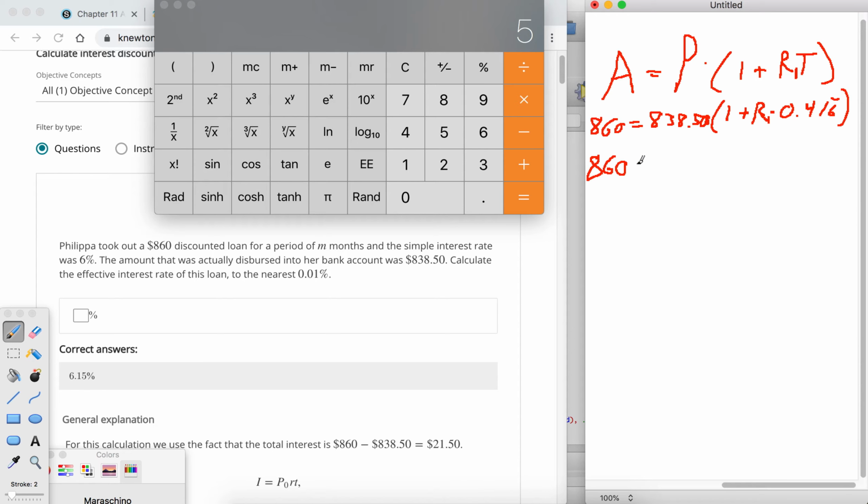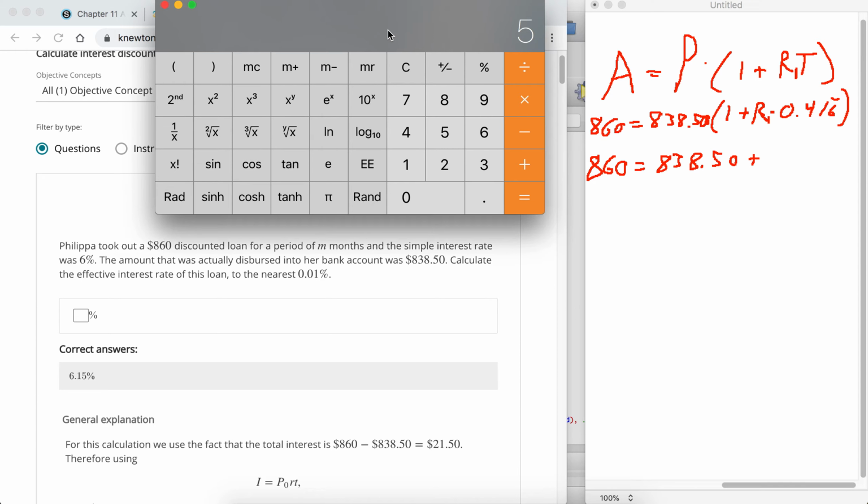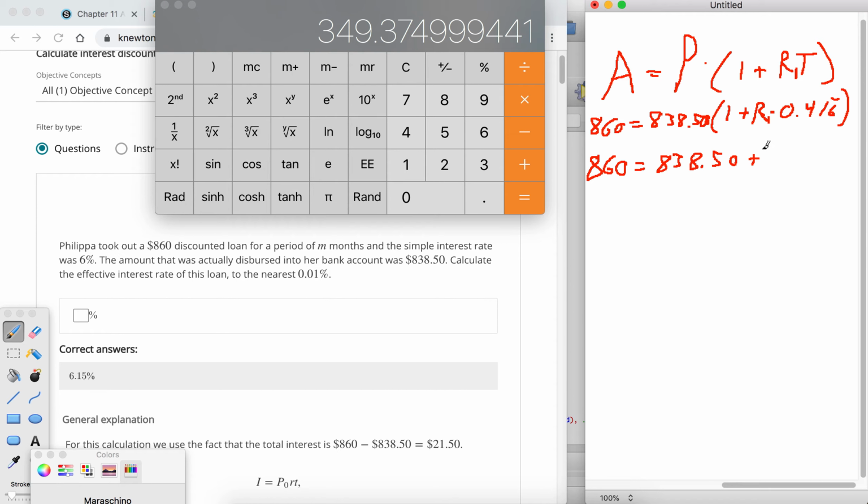Okay, so let's distribute that 838. So multiplying it here, 0.4166666 times 838.50 gives us 349.37. That's going to round up. Oh man, let's keep some decimals. 0.375. This is R sub 1 over here.